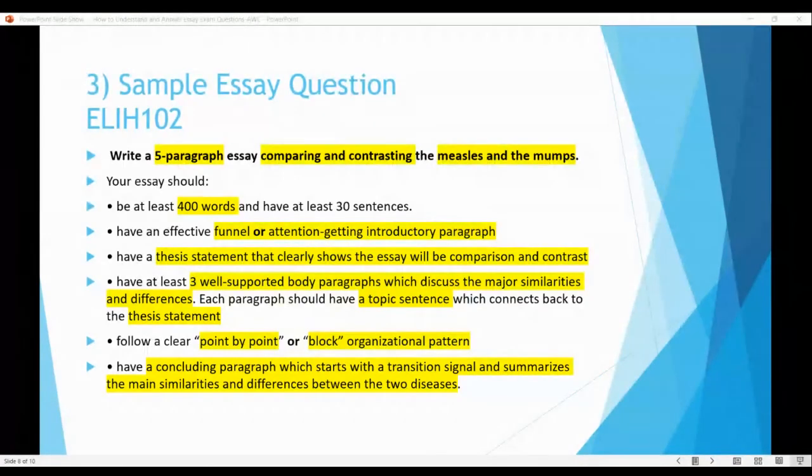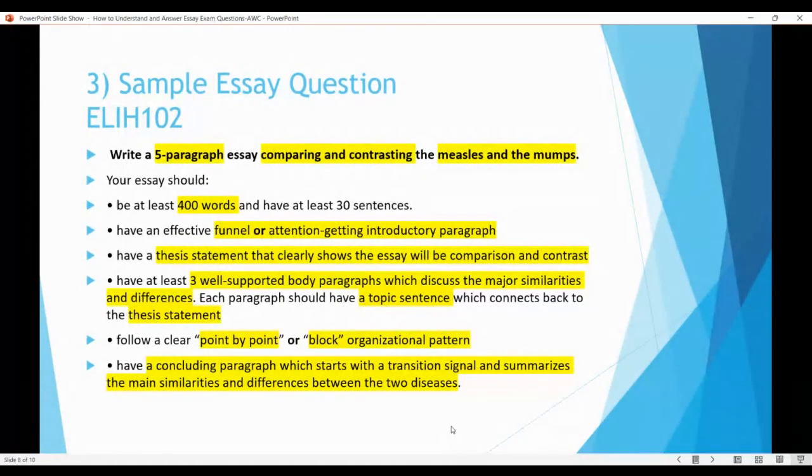Okay, let's go to another bulleted item. 3 well-supported body paragraphs which discuss the major similarities and differences. Yeah, we have already talked about it. So in body paragraphs, you have to talk about similarities and differences. And which one will be 1 paragraph, which one will be 2 paragraphs, we have already talked about it.